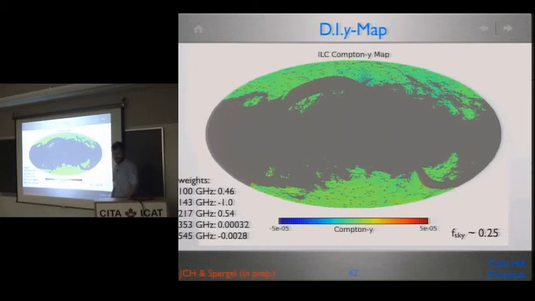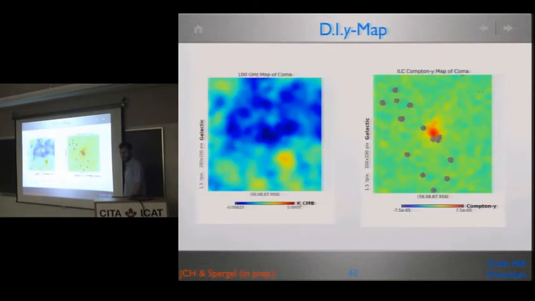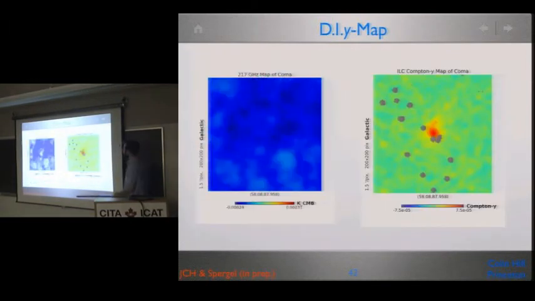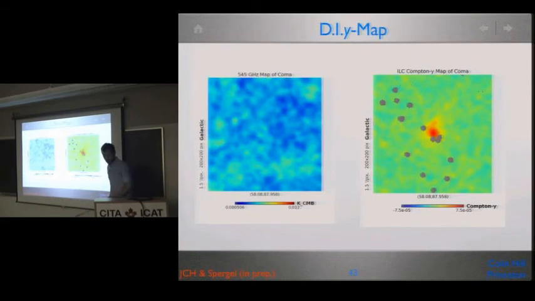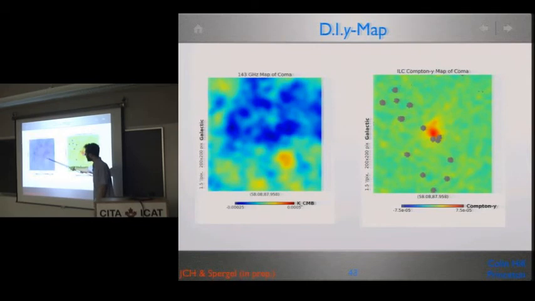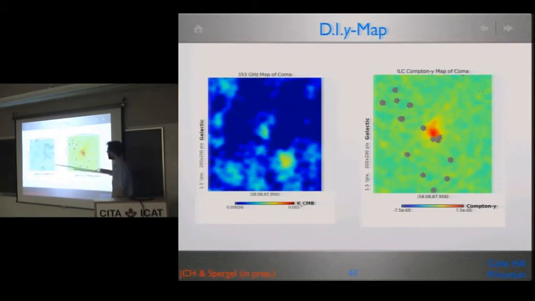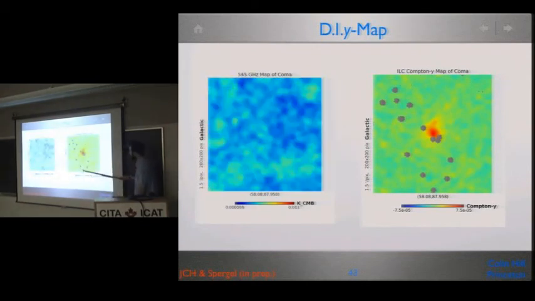So, yeah. All right, so here's a cluster in the map. This is Coma, which is a massive nearby cluster. On the left, you can see the individual channel maps. There are decrements at low frequencies, the null, and then increments at higher frequencies. And this is the reconstructed Compton-y signal with some point sources masked out in this field.